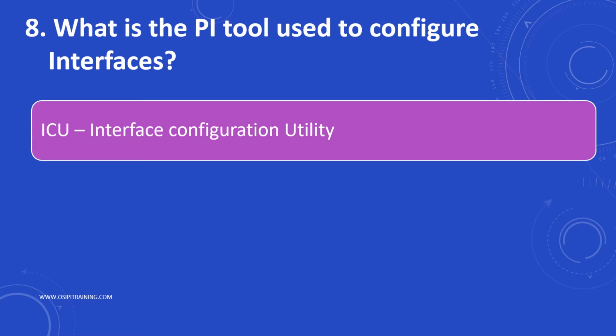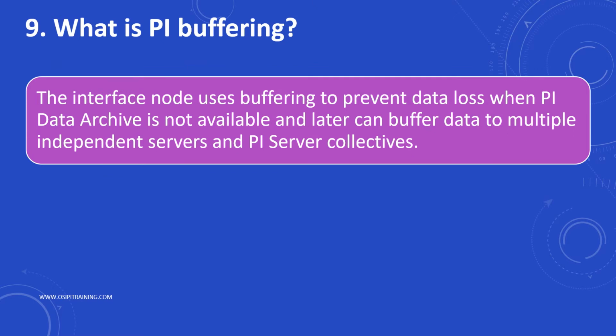What is the PI tool used to configure interfaces? We have the tool Interface Configuration Utility to configure interfaces. What is PI buffering? The interface node uses buffering to prevent data loss when the PI Data Archive is not available, and it can also buffer data to multiple independent servers and PI server collectives.